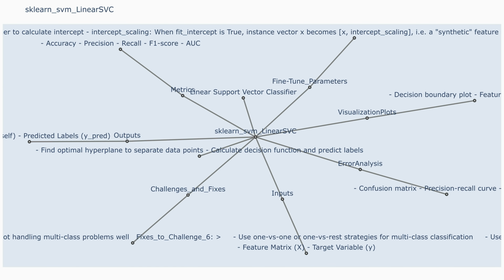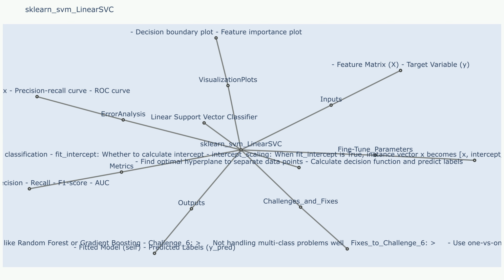sklearn SVM LinearSVC. Description. LinearSVC is a linear support vector machine classifier in scikit-learn. It implements a one-vs-rest multi-class strategy, meaning it trains a separate linear model for each class, comparing it to all other classes. LinearSVC is efficient for large datasets and performs well when the data is linearly separable.